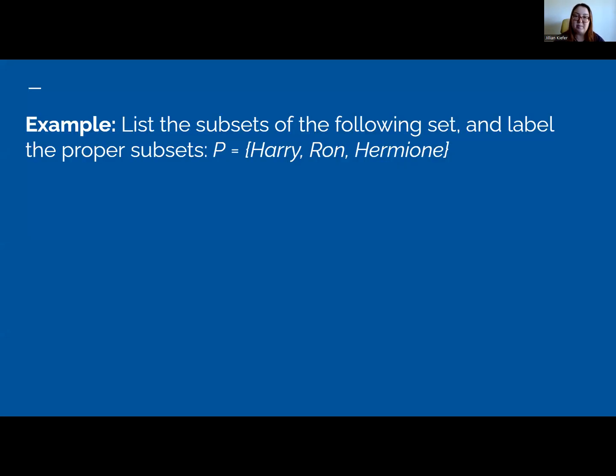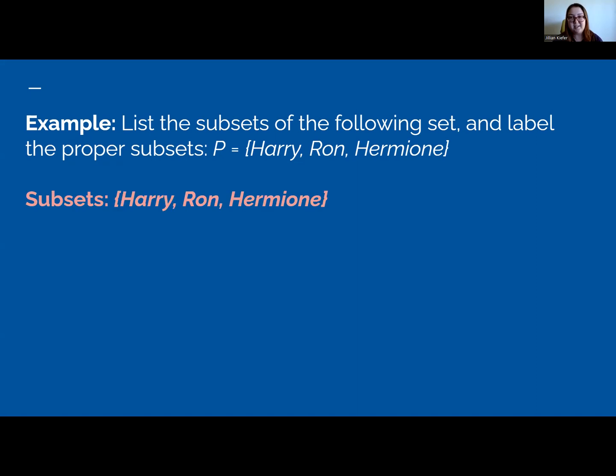So we're going to do an example. We're going to list the subsets of the following set and then label the proper subsets at the end. Our set is P equals Harry, Ron, and Hermione. So it's Harry Potter characters, the golden trio. So we have Harry, Ron, and Hermione. If we want to list the subsets, the first easiest subset we can think of is the set itself. Harry, Ron, Hermione.